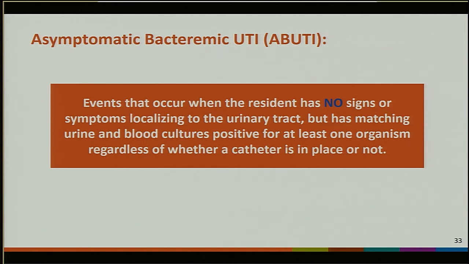And then we do occasionally have those residents with asymptomatic bacteremic UTIs or ABUTIs, and those are the residents who do not display signs and symptoms localized to the urinary tract, but they have a positive urine culture as well as a positive blood culture. That's important. You have to have that blood culture, and at least one organism in those two cultures matches. So that tells you something is going on, right? Even though the resident is not showing localized signs and symptoms, there's an organism brewing in that body somewhere.